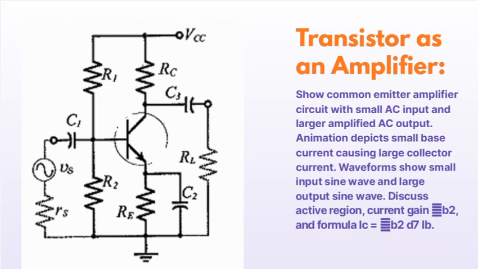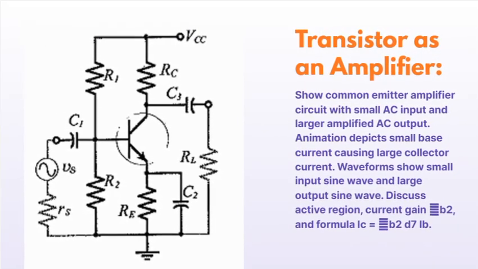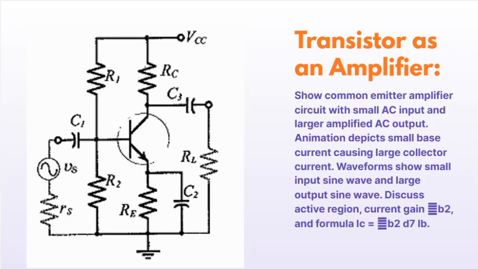Transistor as an amplifier. Show a common emitter amplifier circuit with small AC input and larger amplified output. A small base current causes a large collector current. The input and output sine waves illustrate this amplification.